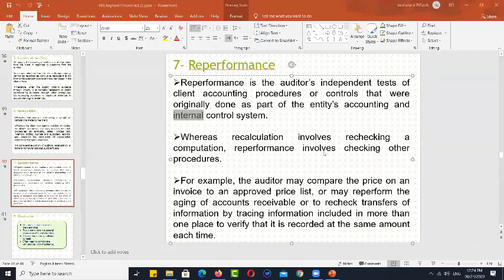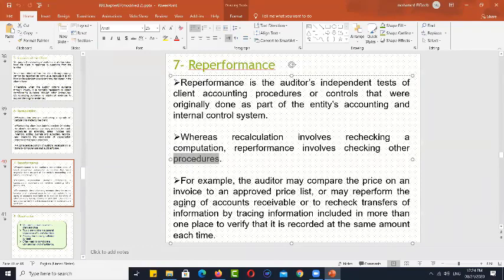So recalculation involves rechecking a computation. Re-performance involves checking other procedures. For example, the auditor may compare the price on an invoice to an approved price list, to make sure the prices included in the invoices are according to the list issued by the company.